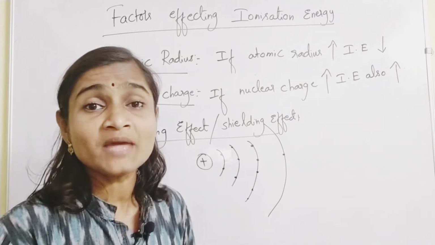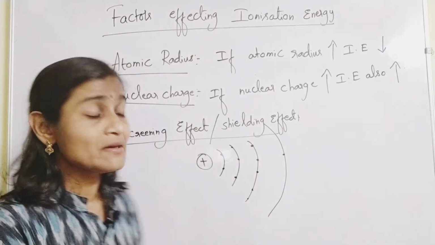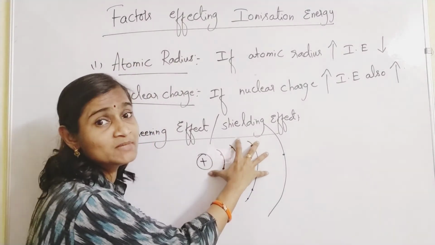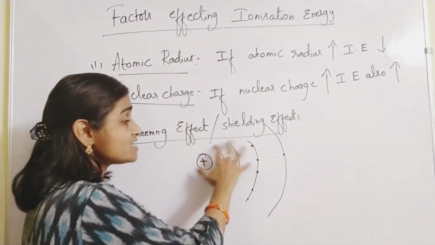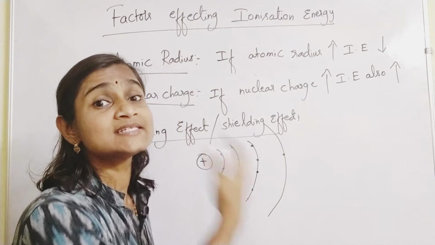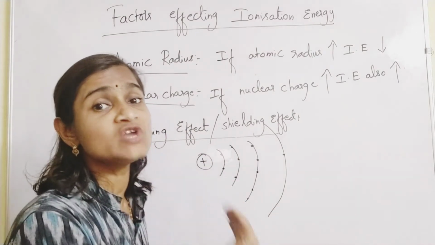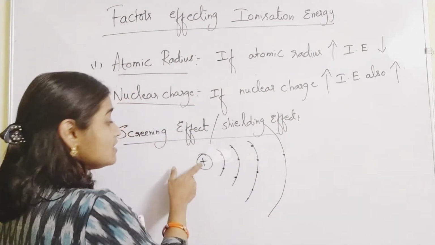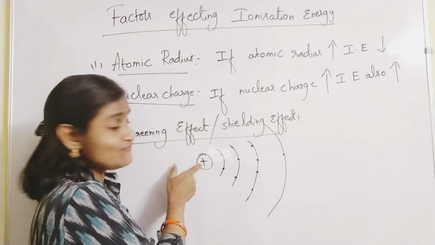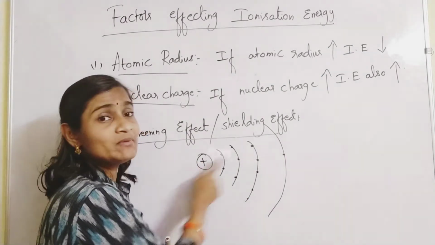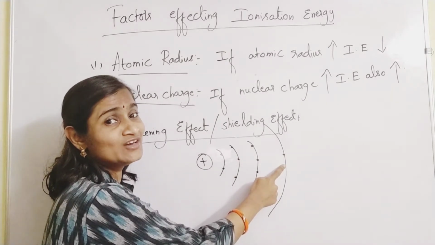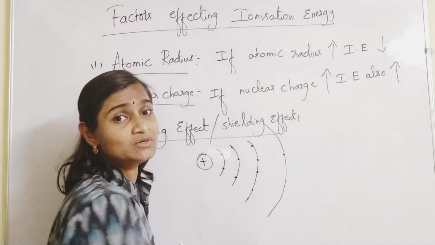Why can it not be under the influence of the nucleus? Because there is a lot of traffic jam here. Okay, now traffic jam means what? Inner shell electrons are acting as screens or they are acting as objections. So the nucleus cannot clearly focus on the last orbit electron. So if the nucleus is not able to focus on the last orbit electron, this electron nicely escapes out.